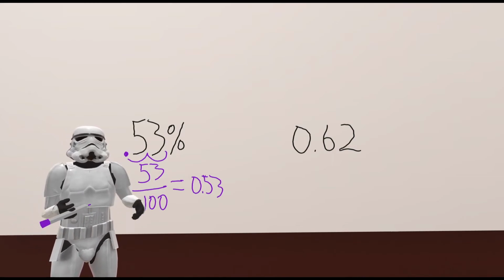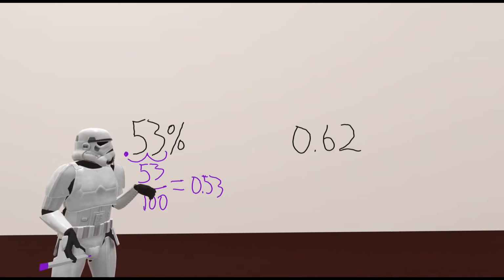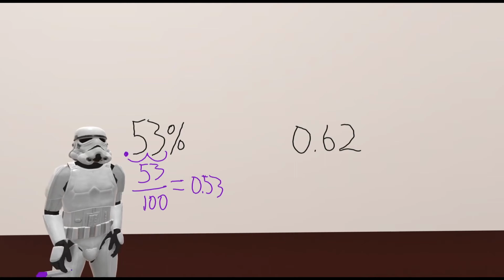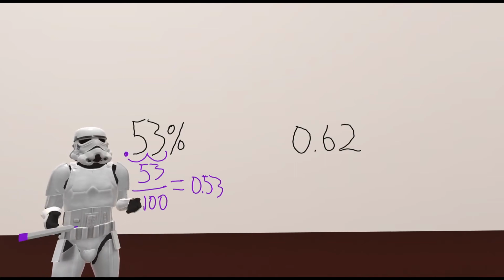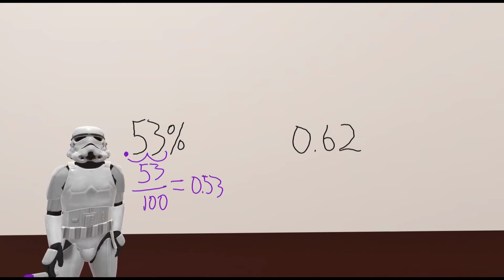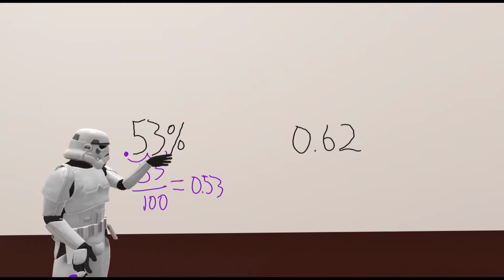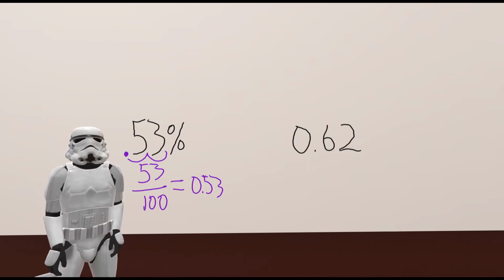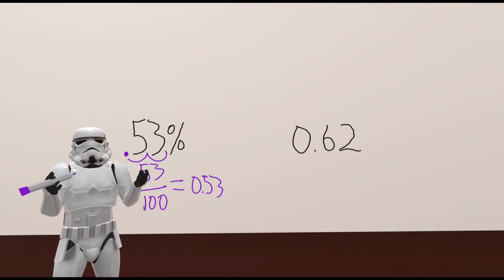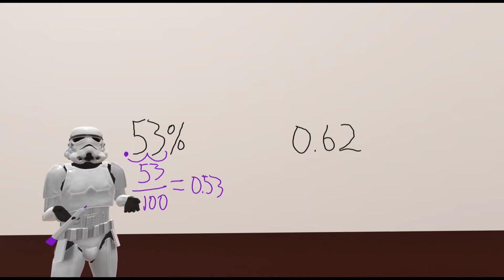Now, we're going to do it the other way around. So we have a decimal number over here. Now, we are going to try to turn it into a percentage. So we've got to do the opposite to what we did here. So here, we divided by 100. So over there, we're going to do the opposite because we're doing the reverse. We're going to multiply by 100.